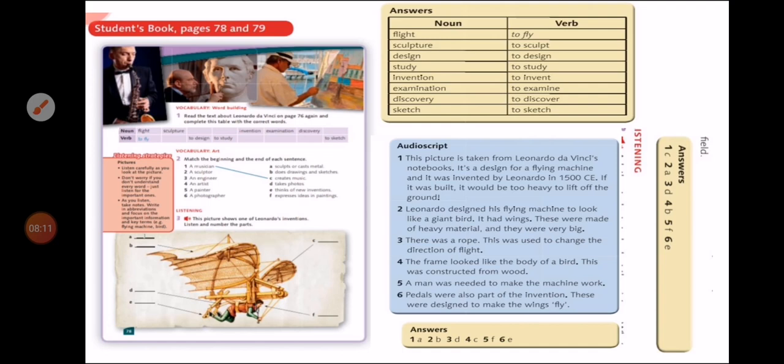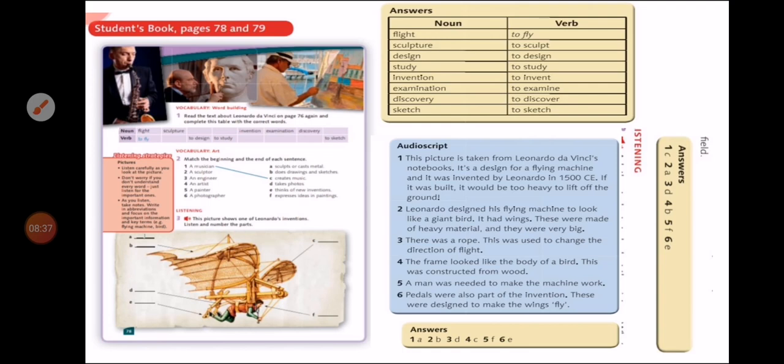A man was needed to make the machine work. So what will 5 be? A man. 5 goes with F: a man was needed to make the machine work. Pedals, what do we say? Pedals is number E, which will be number 6 that I will read now.